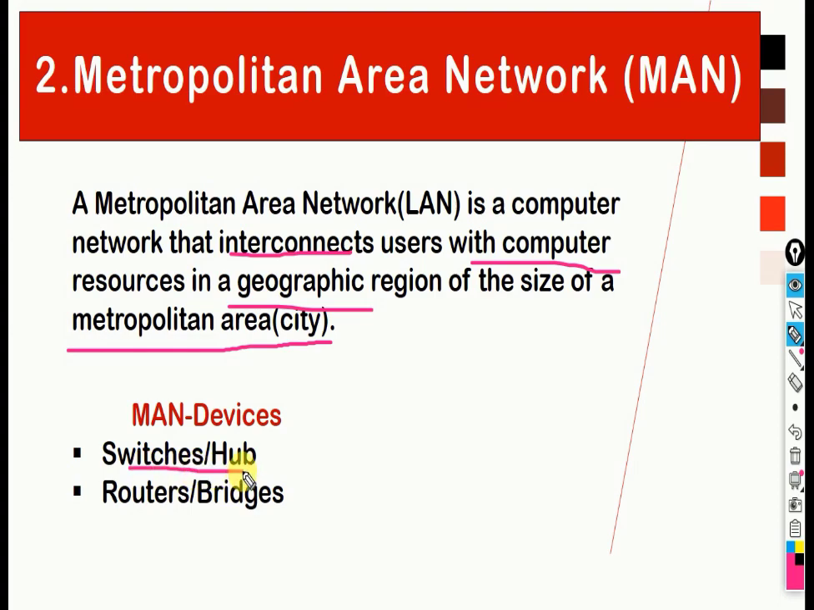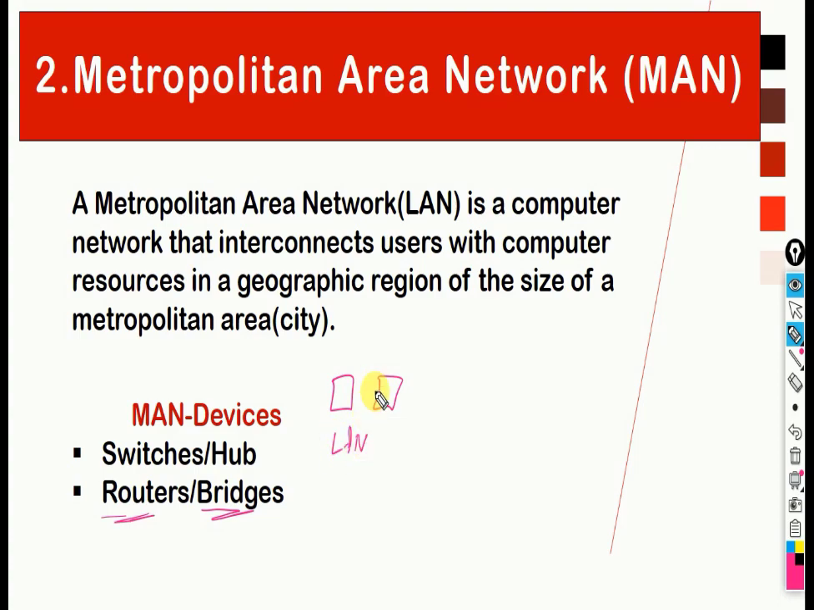The devices involved in this metropolitan area network are switches and hubs for establishing a local area network. And to connect two local area networks, we need routers or bridges. As I already mentioned, there are a minimum of two local area networks, and these two local area networks are to be connected with each other with the help of a router or a bridge. We will see an example now.